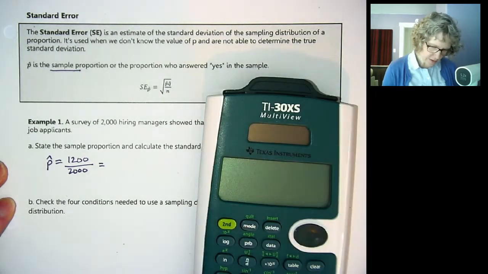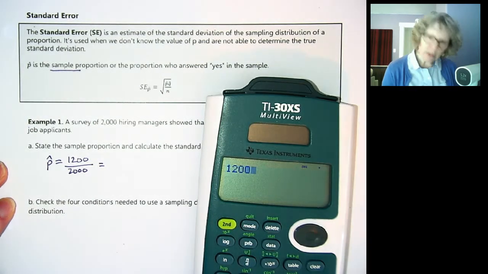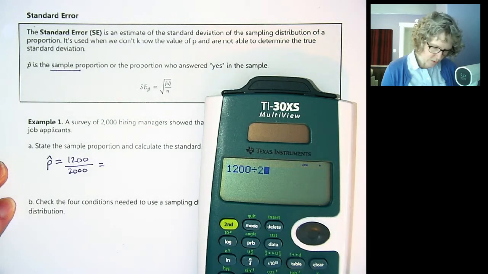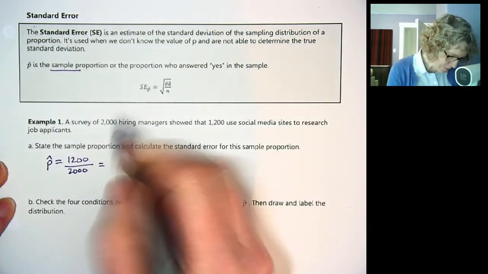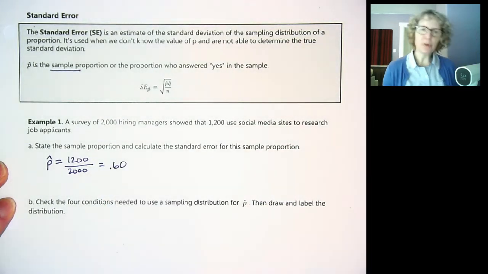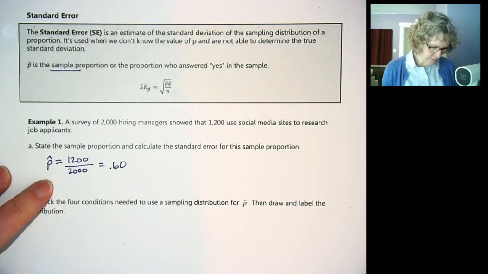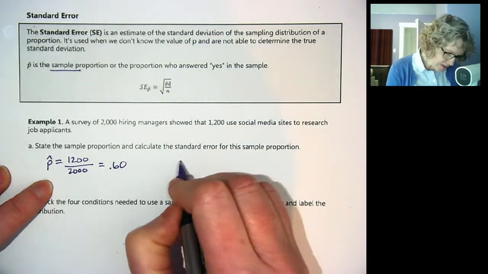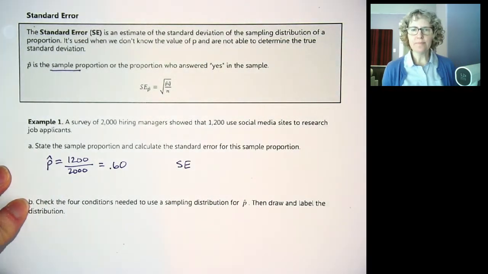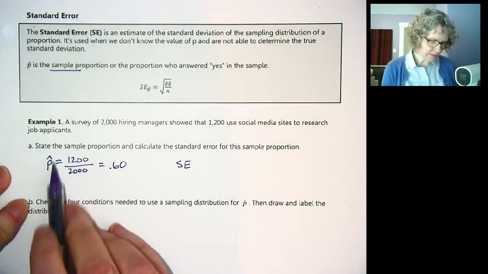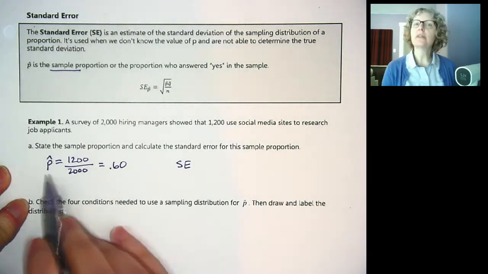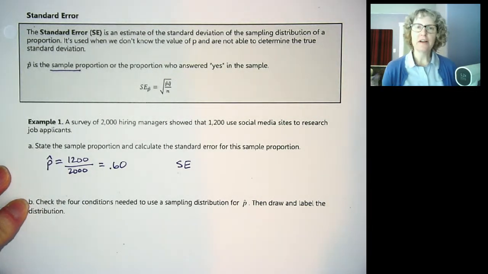So let's calculate 1,200 divided by 2,000. Wow, it's also 0.6. What a miracle. Okay, 0.6 or 0.60. So that is our p hat, 60%. And then our standard error, which we use SE. Standard error is an estimate for standard deviation, but we use standard error to indicate that it's calculated from p hat, not a proportion, not a parameter.